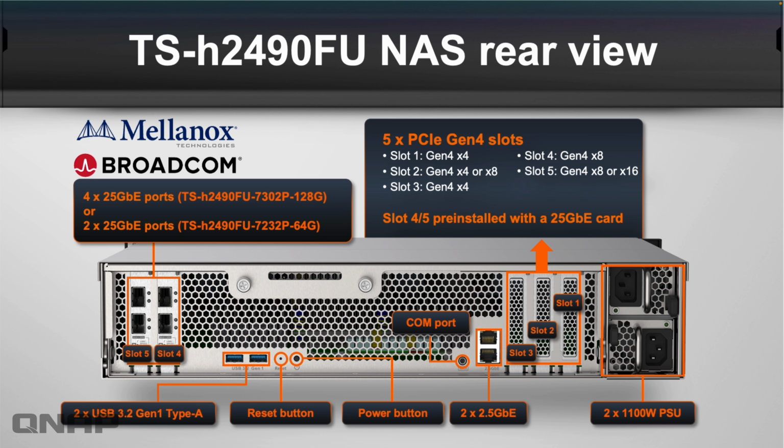Looking around the back, this is a picture of the one with 128 gig RAM and the faster CPU. So it's got the four 25 gig ports over there on the left hand side, and you've got 3 spare slots on the right hand side. We've got some specs there to show you the speeds of the different slots. And it's got the 2 hot swap PSUs at the right hand side.